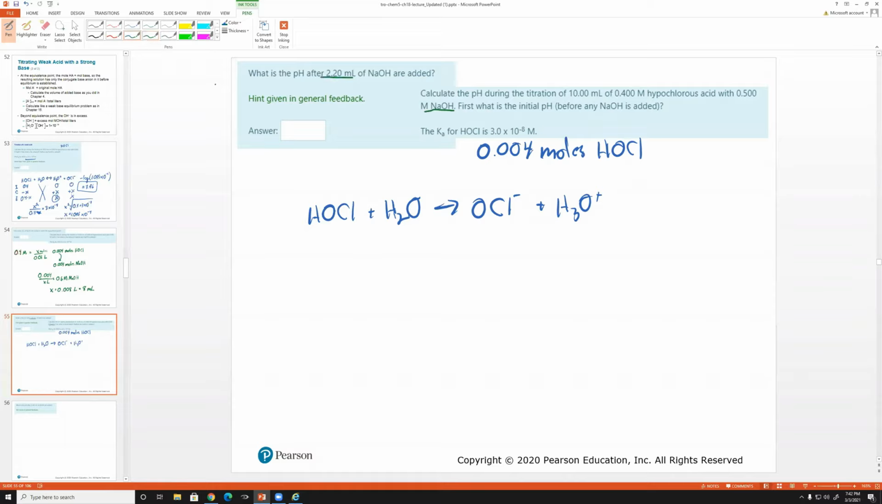All right, so let's do the ice table for this. ICE. The initial amount of HOCl would be 0.004. Water, we don't care. This, we don't care. The change. We're adding NaOH, 2.2 mils. 2.2 mils is equal to how many moles? All right, we've got to figure that out. So it's going to be 0.5 molarity divided by, or X moles.